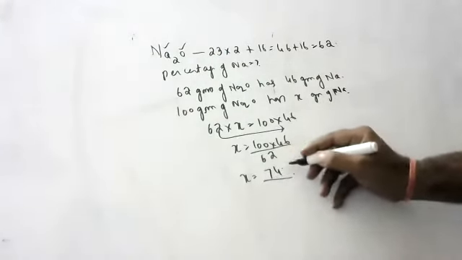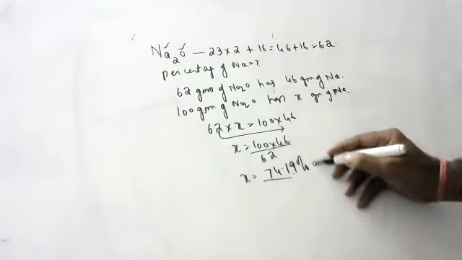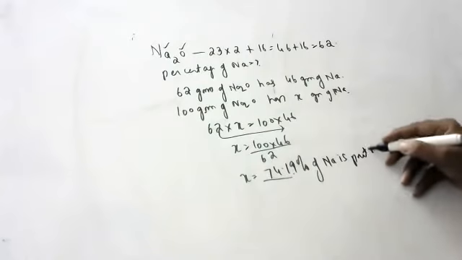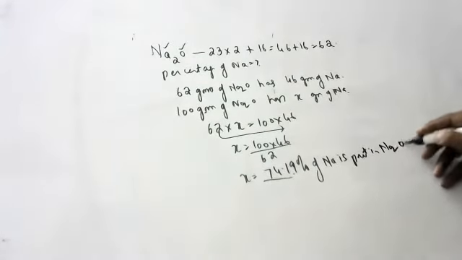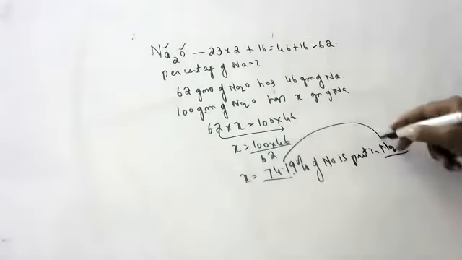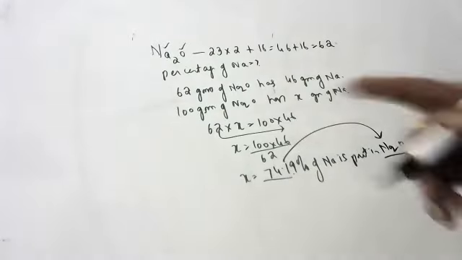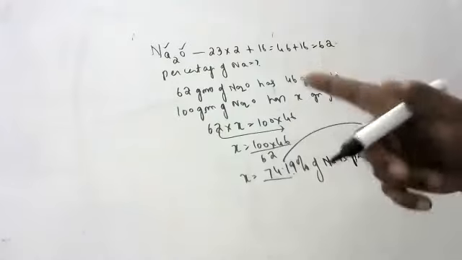74.19. 74.19% of sodium is present in sodium oxide.